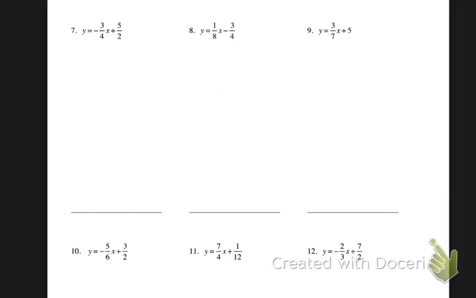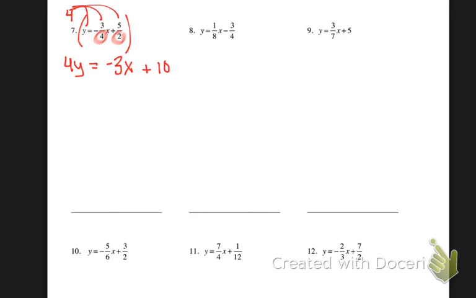So we said that our least common multiple is 4. That's the number that you're going to multiply by the entire equation, which means we have to distribute. 4 times y is 4y. 4 times negative 3 over 4 is negative 3x. You can use your calculator. 4 times 5 over 2 is 10.